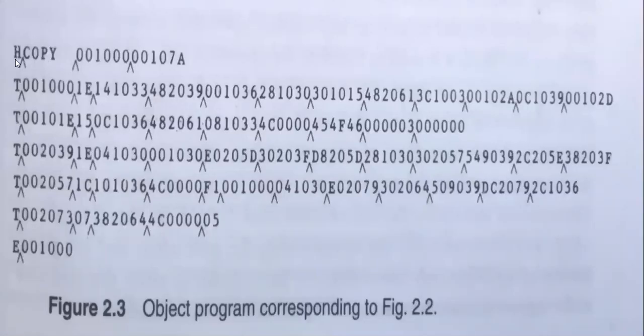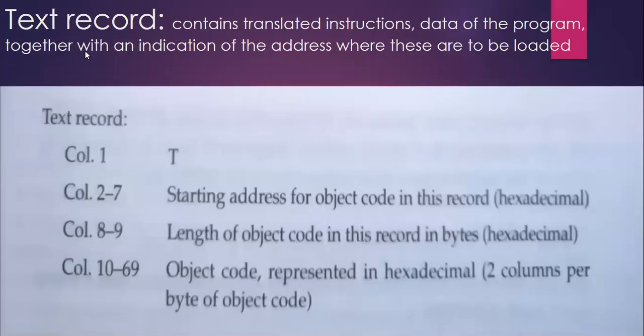See, the first column we are utilizing for identifying whether it is a header, a text, or an end. Capital H we have. This is the location for mentioning the name of the program, and this is the starting address, 1000. And this is 107A, the total number of bytes we have inside this program. Two columns we consider as 1 byte. Such as 107A, the number of bytes residing in this complete program example. So that was regarding the header record.